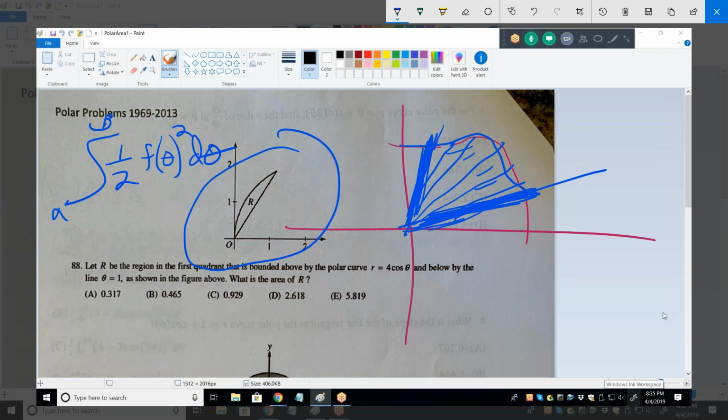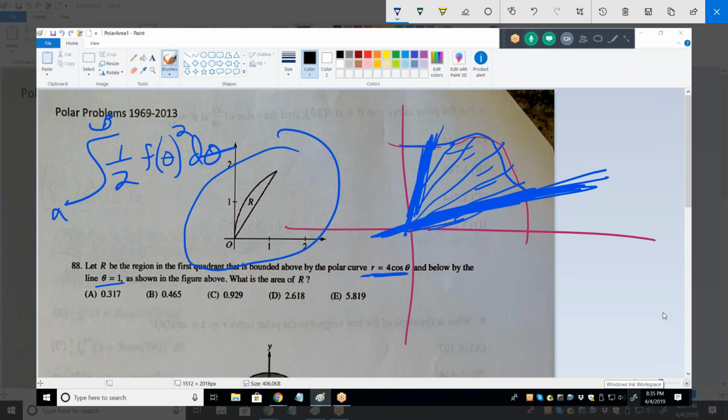They give you the polar curve. What are my two radial lines? In other words, what's this line right here? Like pi over 6. What is it? It's 1. Oh, yeah. Theta equals 1.